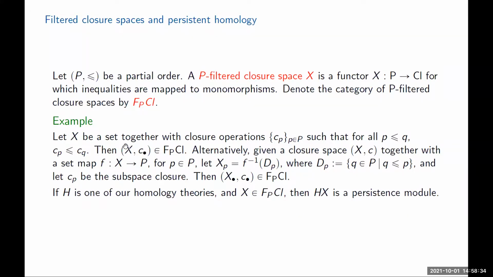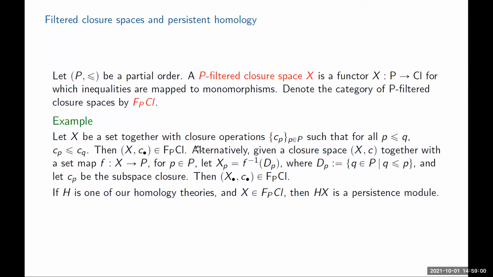Then this collection forms a filtered closure space. But here, notice that the maps going forward, typically in the setting of topological spaces, the maps are inclusion maps. Here, all the maps are set theoretic identity maps. You're not changing the underlying space. The underlying space stays fixed. What you're changing is the closure structure on the space.